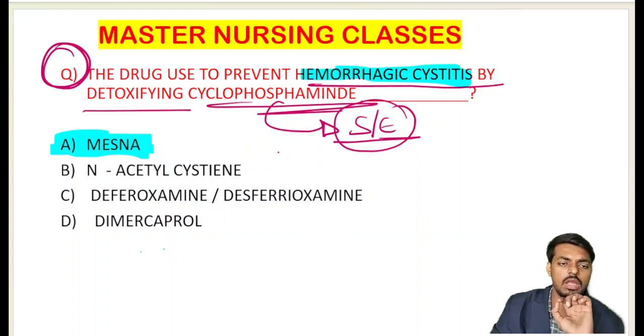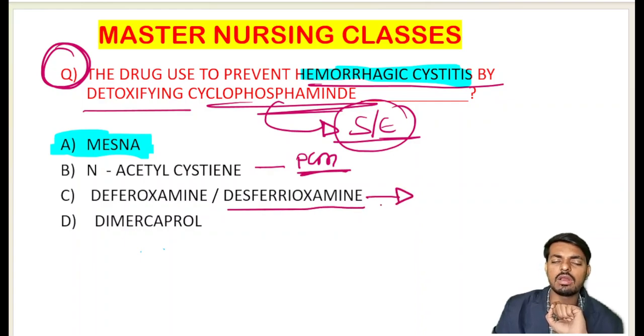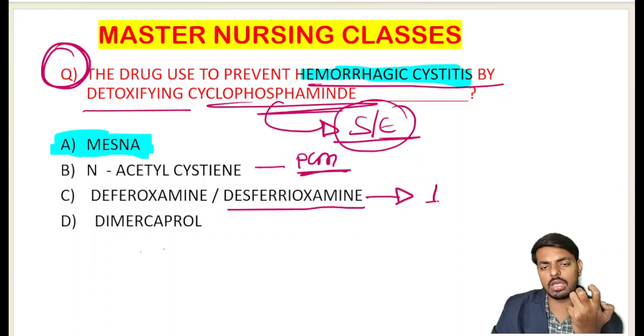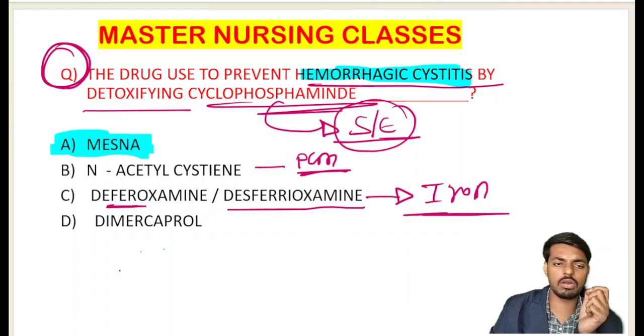Here, option B is N-acetylcysteine. All of you know this is the antidote for paracetamol. Option C is deferoxamine, or desferoxamine. This is the antidote for iron overload. If the body is overloaded with iron, such as from ferrous sulfate, we use deferoxamine. Deferoxamine is the medicine we use to treat iron overload.